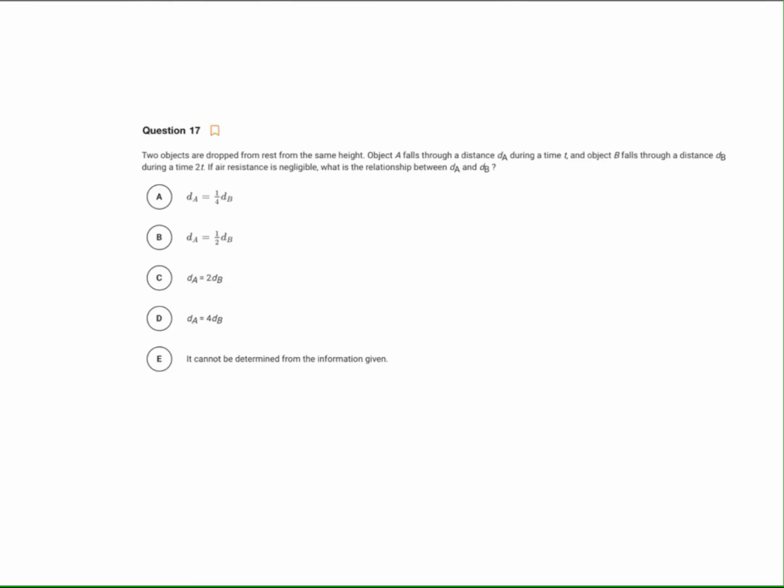Okay, 17. Two objects are dropped from rest from the same height. Object A falls through a distance of dA during a time of t. Object B falls a distance of dB during a time of 2t. What's the relationship between the two? So we're going to do this the same way as we did before, using v initial t plus 1/2 a t squared, and we're going to do the comparison method, the double, triple, half, as Mr. K likes to call it.